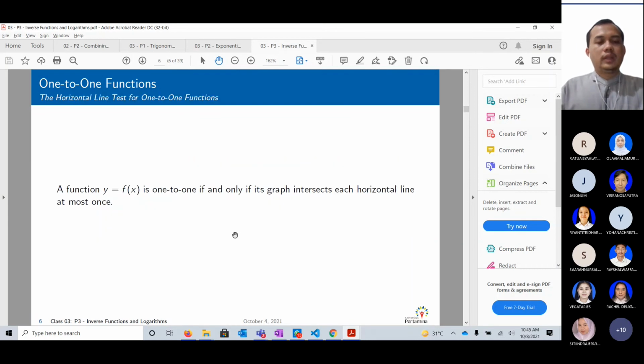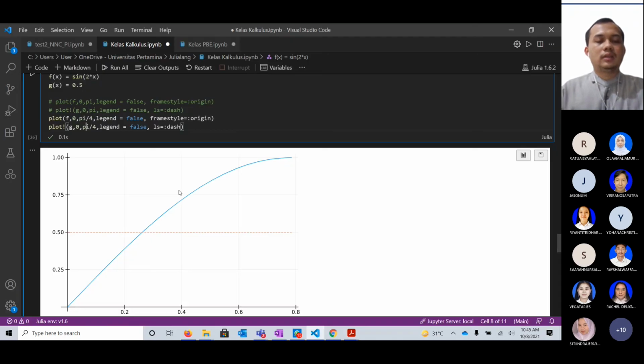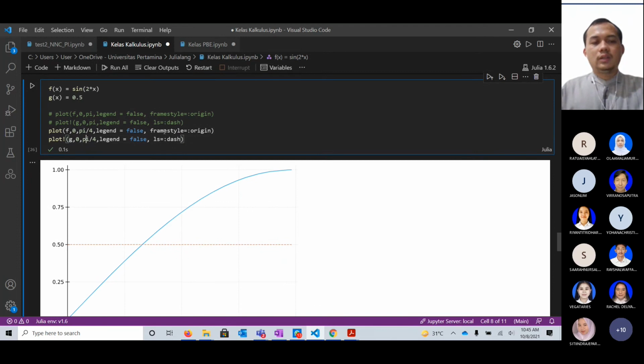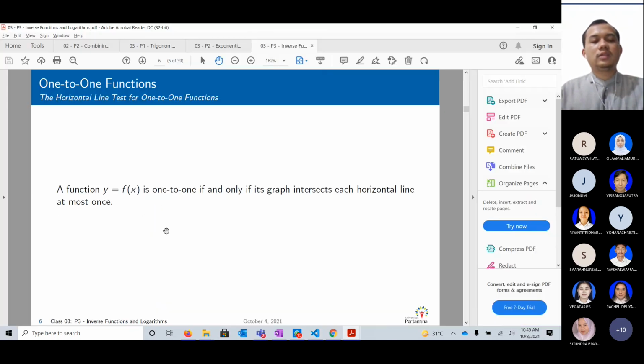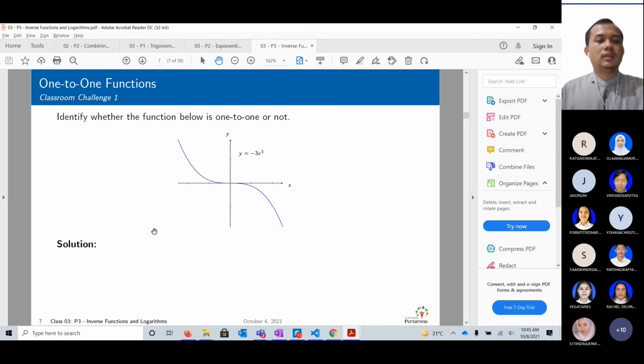So we can use a horizontal line test for a 1-to-1 function, like what I illustrated earlier. If all the horizontal lines intersect the graph exactly one time, or at most one time, then the function is 1-to-1.